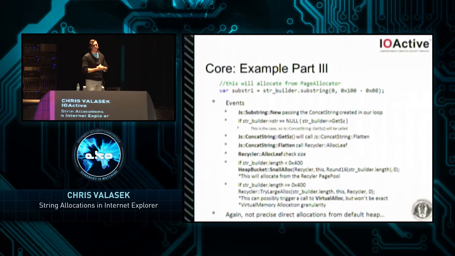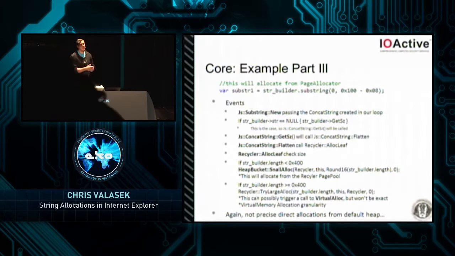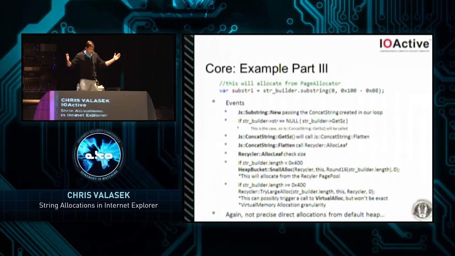Next, we're going to take a substring of that big string that we just created. Since this is the first time that that concat string has been passed to the substring object, it's actually going to flatten it out. Remember before, that value is null, which it will be since it's the first time it's used. It will call get sz, which will call JS concat string flatten, and that just takes the pointers and makes it now a 100 hex byte string. This comes from the recycler.